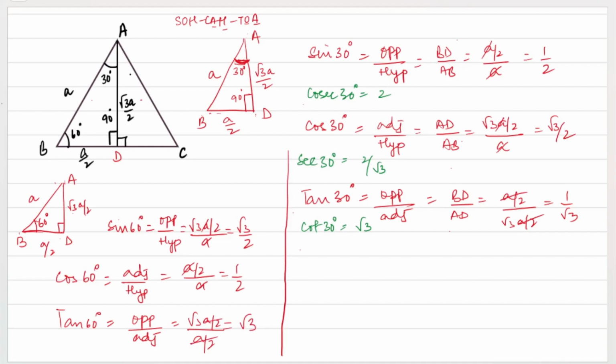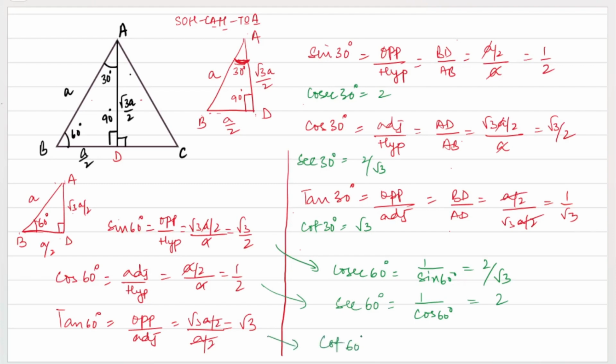If I want to write the other three, so cosec 60, from here I can write down. Cosec 60 is the reciprocal of sine 60, and sine 60 is root 3 by 2. So of course it will be 2 over root 3. From here, secant 60 is the reciprocal of cos 60, and if cos 60 is 1 over 2, secant 60 will be 2. And then finally, cot 60 is equal to the reciprocal of tan 60. So if tan 60 is root 3, cot 60 will be 1 over root 3.